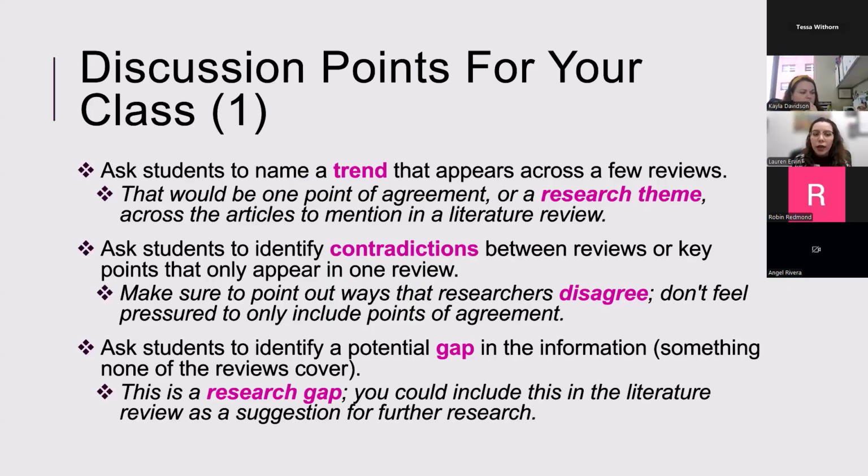Maybe multiple researchers across different articles are arguing the same thing. They're arguing one strategy over another, or one type of treatment over another, or whatever it might be. So that's what we would call a research theme. You could try to organize your literature review based on three different themes that you see in the research or something like that.